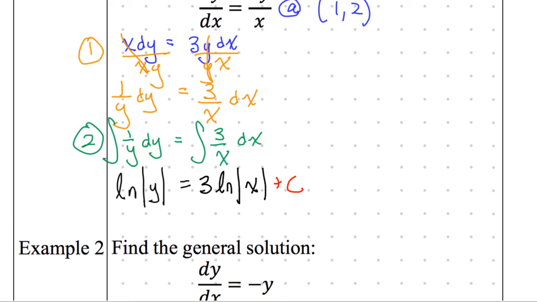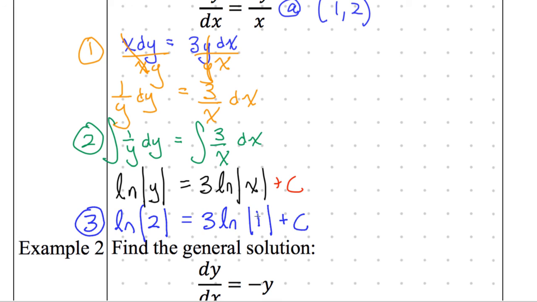Plug it in, yep. So when I do step 3, I plug it in. I could actually do step 3 right here because it's so easy to do. Step 3, I'm plugging in 1 for x, 2 for y, so I get the natural log of 2. And I guess I don't need absolute value at this point because it is already 2 is equal to the natural logarithm of 1, which happens to be 0, plus c. And if you want to simplify that, you can.